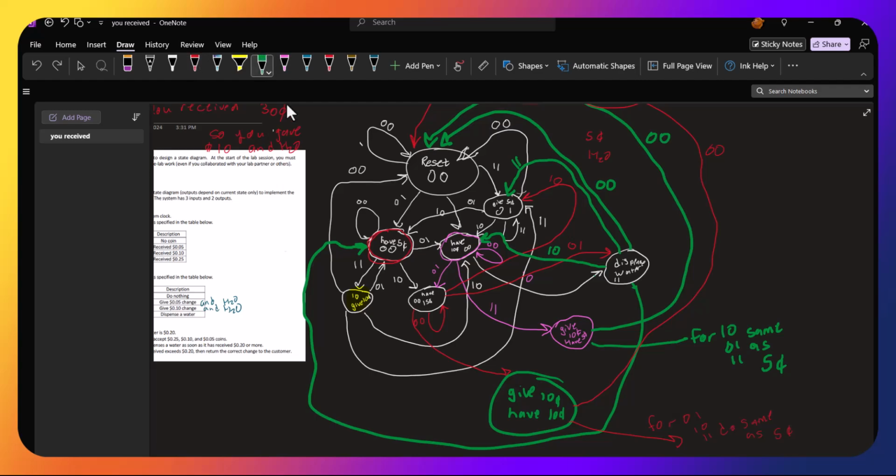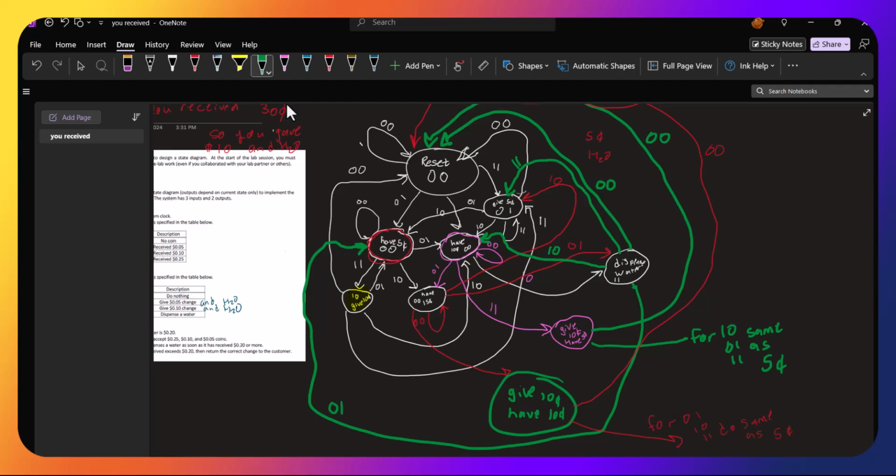Yeah. So it's on this arrow right here, the one that goes from dispense water all the way around to have 5 cents. And 0, 1 goes to reset. No, 0, 0 goes to reset. 0, 1 goes to have 5 cents. Oh, I mean 1, 0. My bad. No, 1, 0 means you put in 10 cents. Okay, and so 1, 0 is right here.